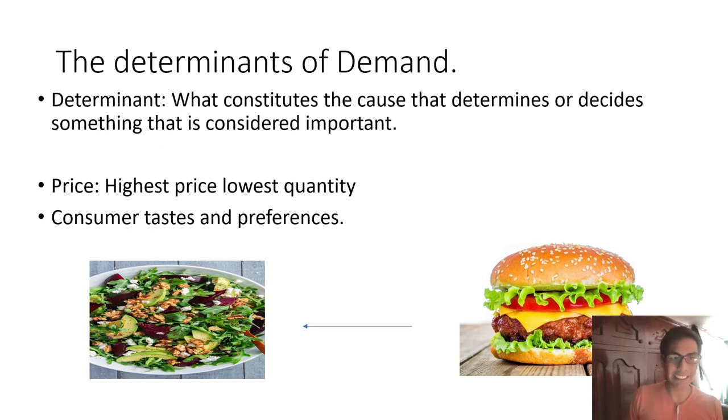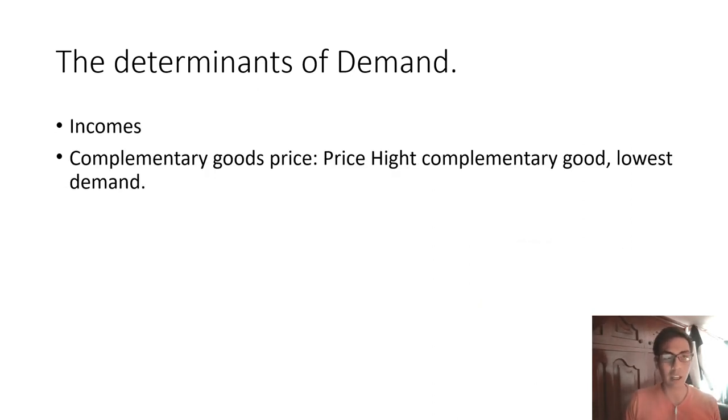The determinants of demand. Determinant: what constitutes the cause that determines or decides something that is considered important. Price: highest price, lowest quantity. Consumer taste and preference. Incomes: if I receive more income, I will buy more, but if I receive a little, I will buy a little. Complementary goods price: if the price of a complementary good is high, demand is lowest. If the price is high, it's difficult for me to buy. This is in general. I don't know your budget.